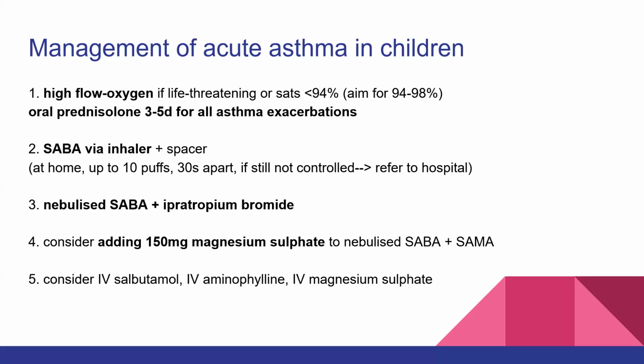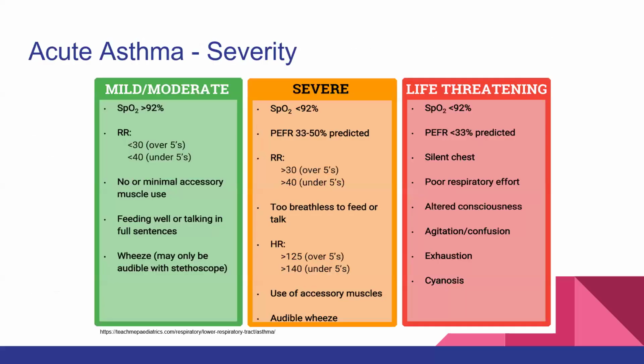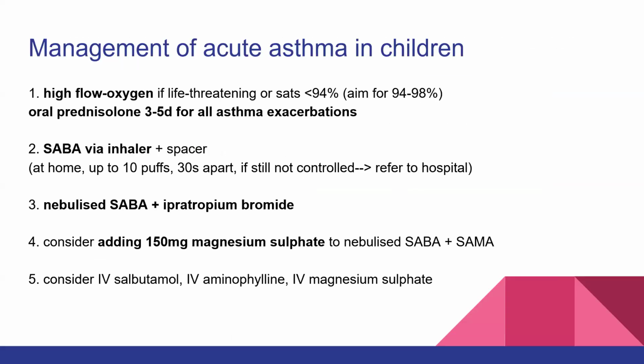Management, you would give them oxygen if they've got low sats, or obviously if they're showing signs of life-threatening asthma, which points towards impending respiratory failure and is really serious, and that needs to be escalated straight away. And every kid gets prednisolone, and then they will often get their salbutamol with an inhaler and a spacer. A lot of the safety netting will be, if they're at home and they're taking 10 puffs and it's still not controlled, they should come in.